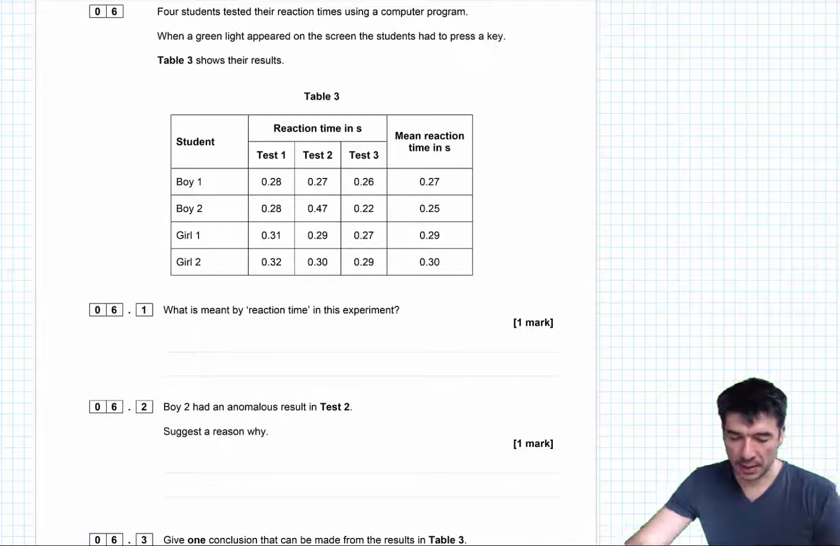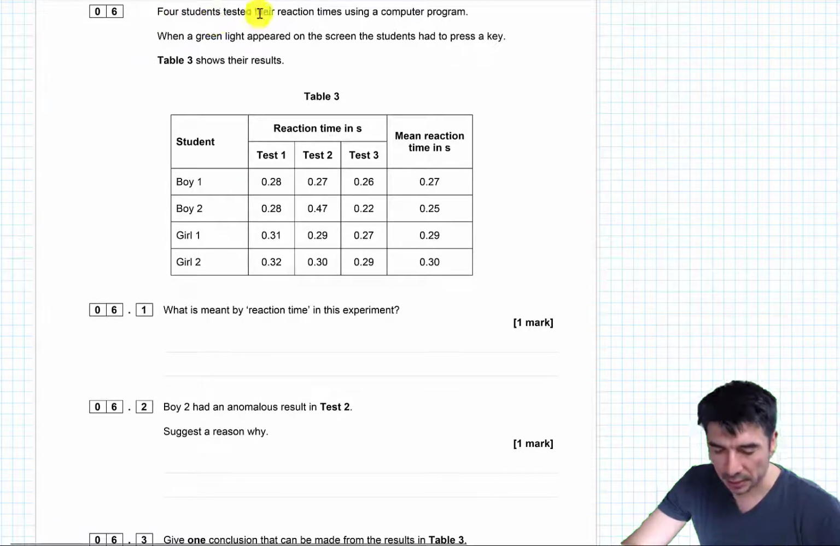Okay, so let's start with reading this question. 4 students tested their reaction times using a computer program. When a green light appeared on the screen, the students had to press a key. Table 3 shows the results. So we have the 4 students, 2 boys and 2 girls. They did 3 tests, and then they've taken the average of the reaction times here.